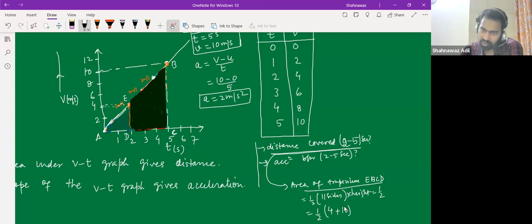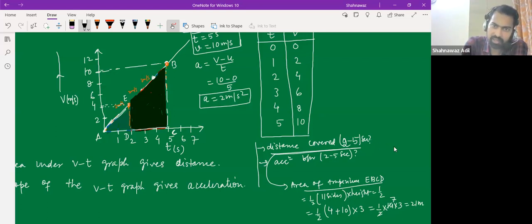BC is 10. And then height. Height is how much? 3. 5 minus 2, which is 3. Half into 14 into 3 is 21 meter. Right. This would be the distance covered from the ground.